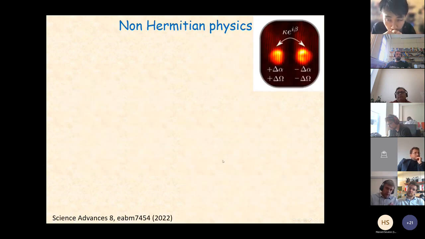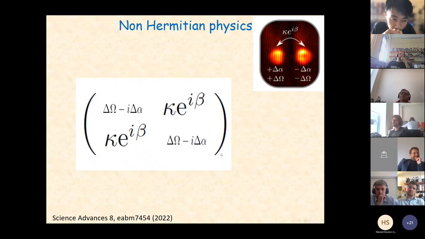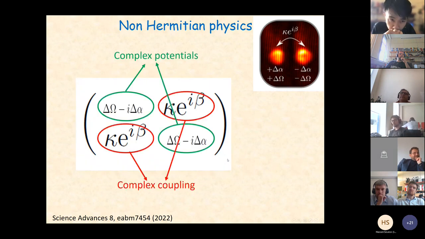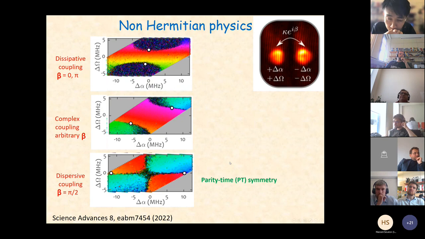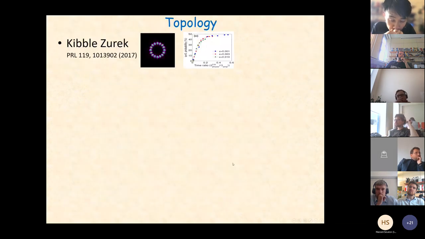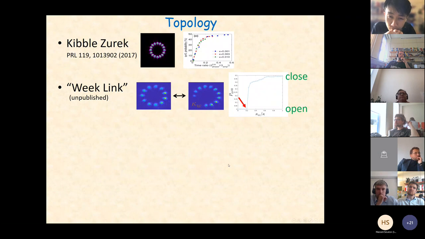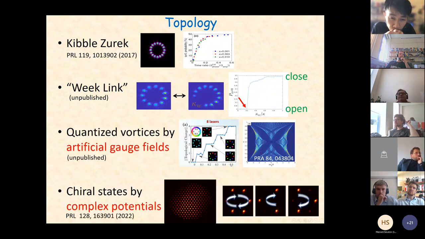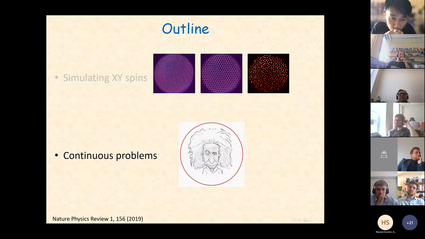I was going to tell you quite a lot about non-Hermitian physics, but I think I'm really running out of time, so I want to skip that part. If you come to Hydra next month, I promise to start with that. So I have to skip all that part. Sorry for that. I'm also going to skip topology, regretfully, which is another interesting picture.